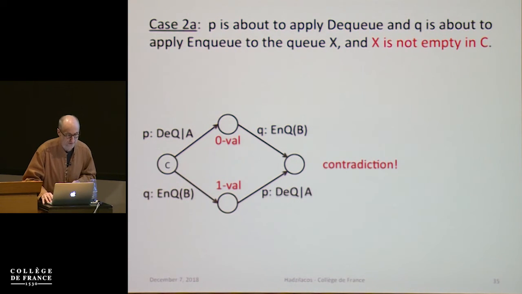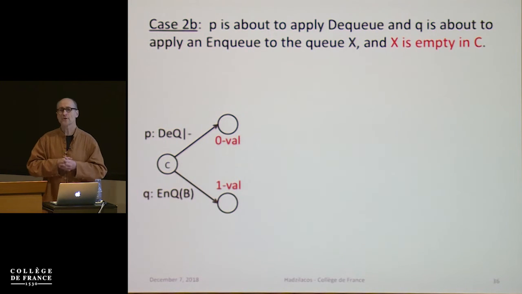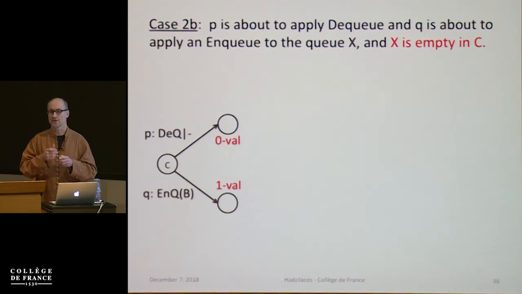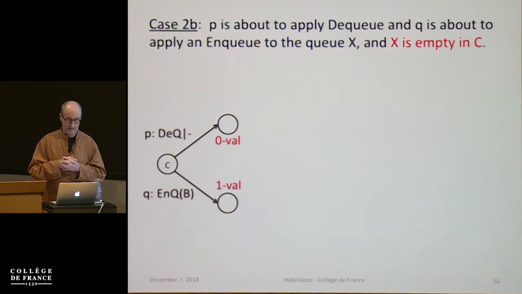What about if the queue was empty? Now the two steps do not commute, okay? Because if the dequeue happens first, it will return empty. If it happens second, it will return B, the element that is being enqueued. So we cannot use the same argument.